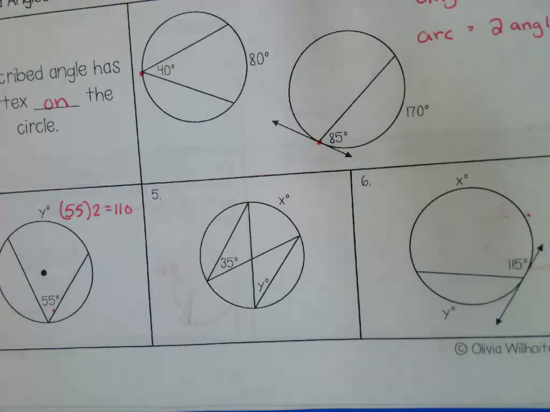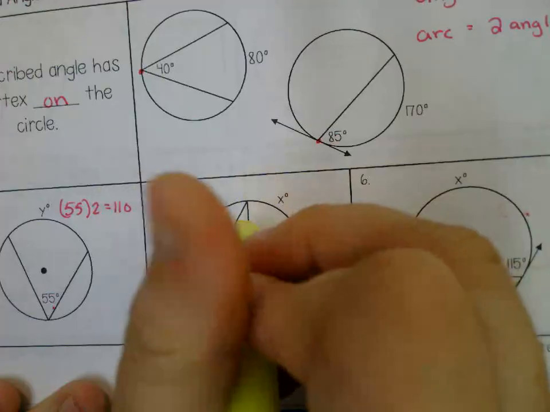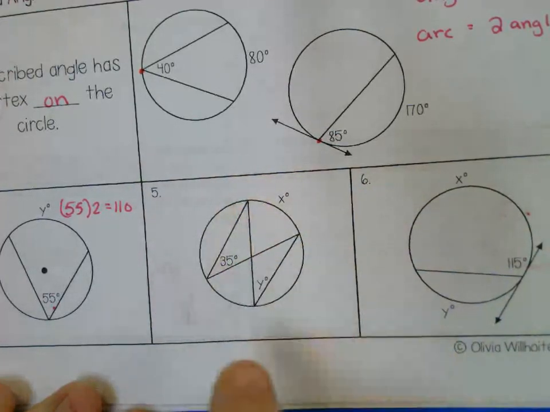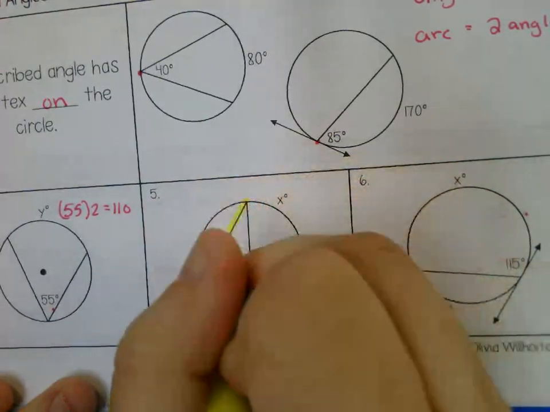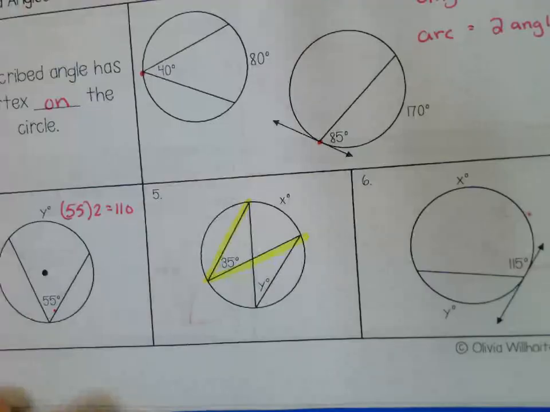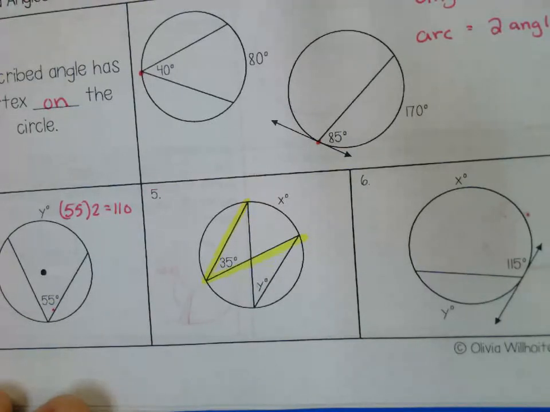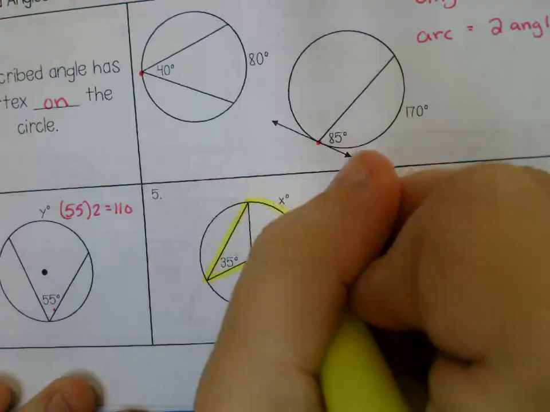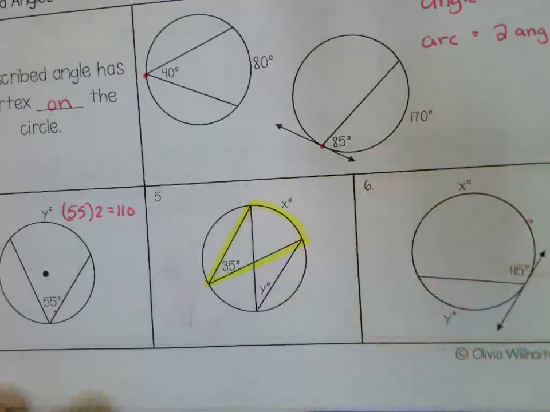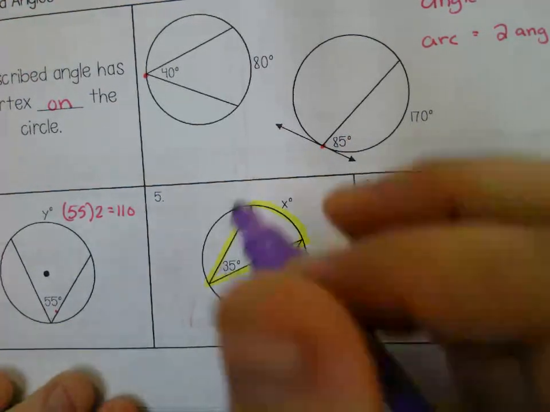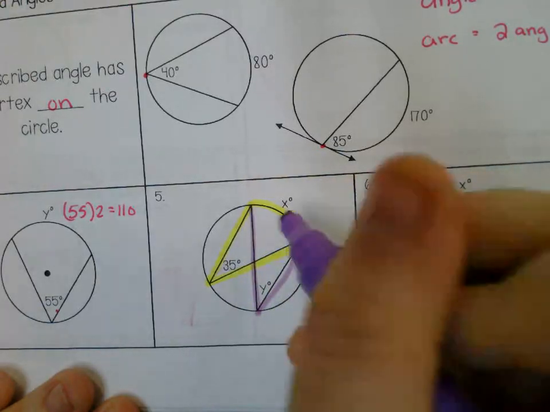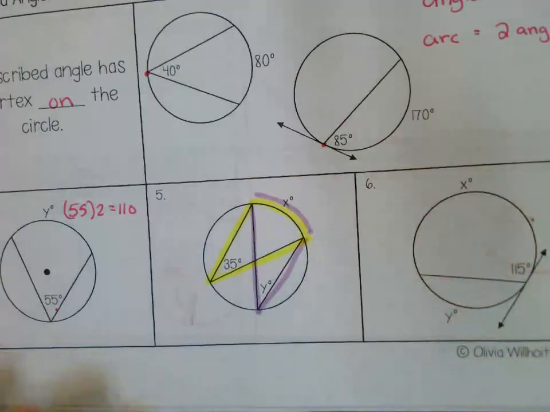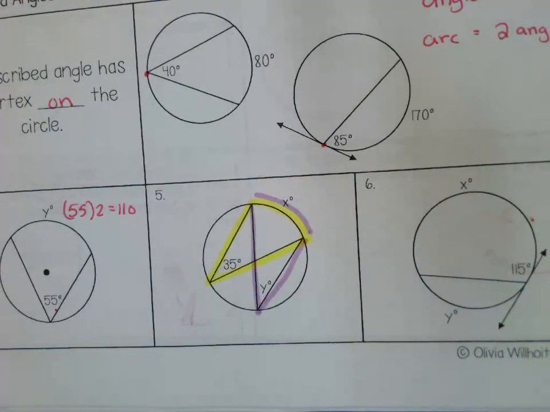Okay, now I'm going to draw some things so you can see what we're looking at here. Sometimes it's a little hard to see, but I'm going to draw it in. This is my angle. Okay, that's my inscribed angle. So x is the arc that's going to correspond with that. And then this is my other inscribed angle, y. Notice that x also corresponds with y there.